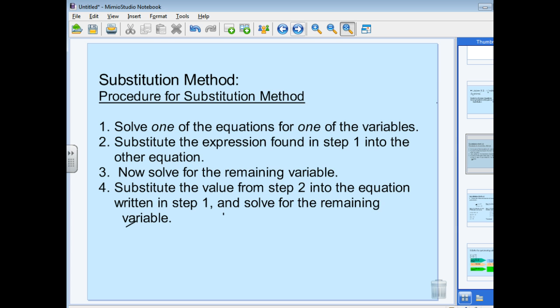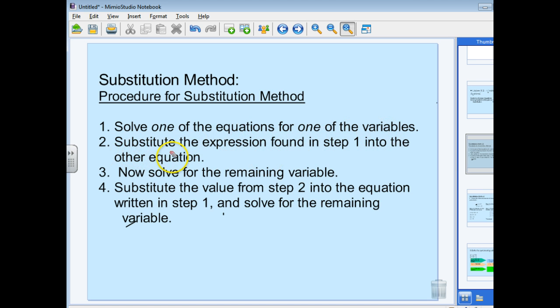So here are the procedures for how to solve a system of linear equations by substitution. Just like the word substitution says, we will be replacing one of the variables. So the first step is to solve one of the equations for one of the variables.